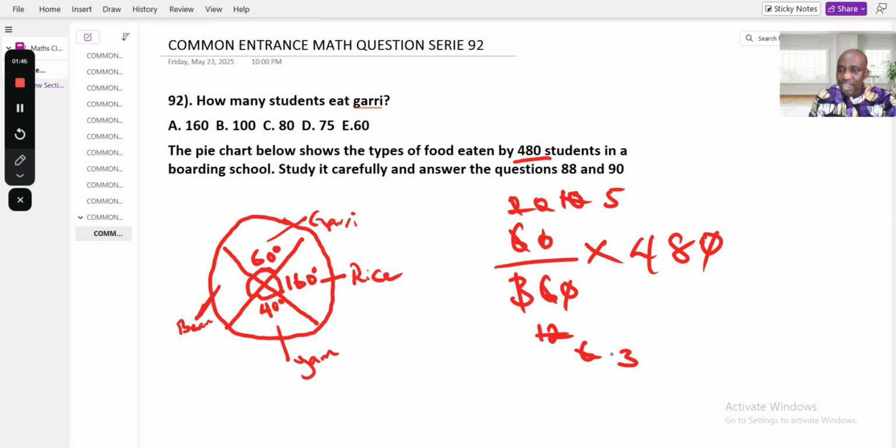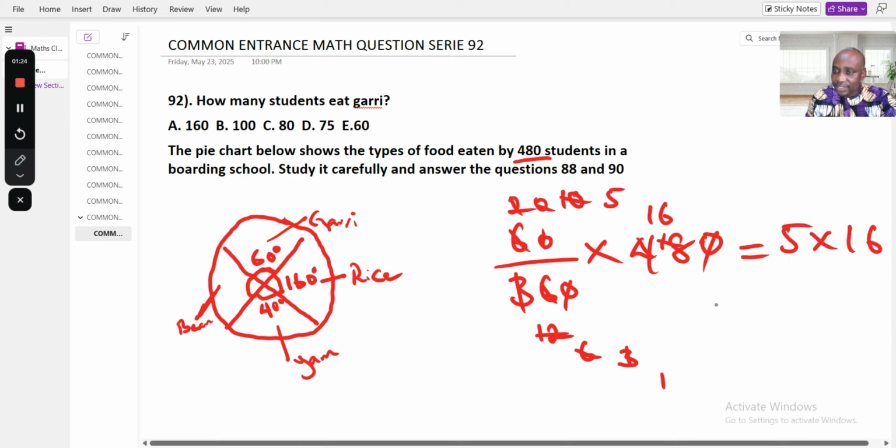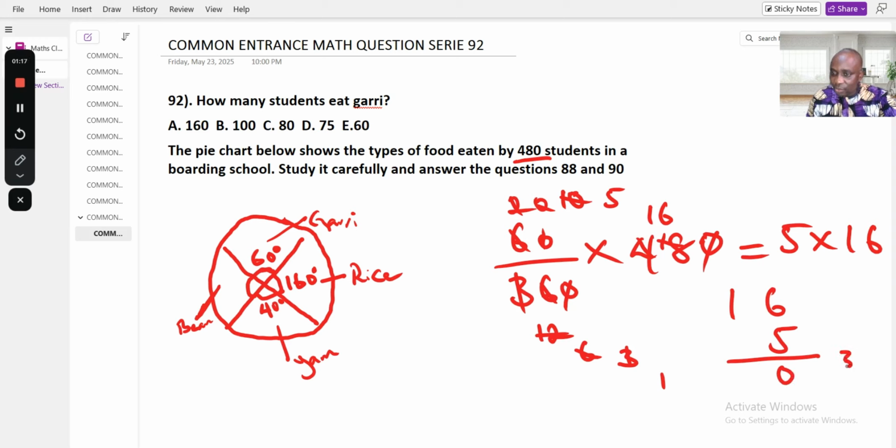What can divide this one again? 3, I believe 3 can go again in 48. We can see 3 in 4, but 3 cannot go in 5. How many 3s can we see in 4? 1. Remainder 1. Add the 1 to the 8. How many 3s can we see in 18? 6. Therefore, we have 5 and 16 at the top. 5 multiplied by 16. Let's multiply it together. 5 times 6, 30. 0, remainder 3. 5 times 1, 5 plus 3, that's 8.